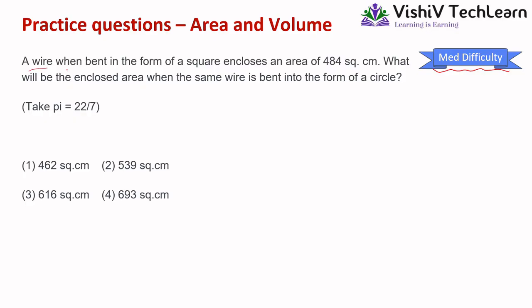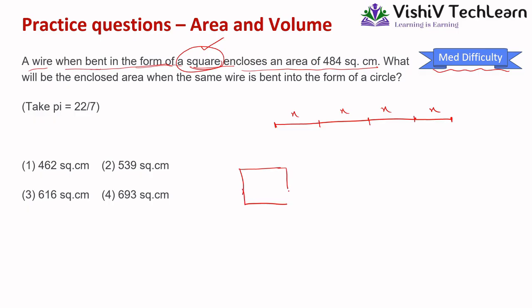A wire, when bent in the form of a square, encloses an area of this. So out of a wire, let's consider this is a wire, and if we bend it in the form of a square, first we have to bend it in the form of a square. A square has all sides equal, so in short, if we make 4 equal parts of this wire, all the parts are x, x, x, x, and if we form a square out of this, something like this, x, x, x, x.